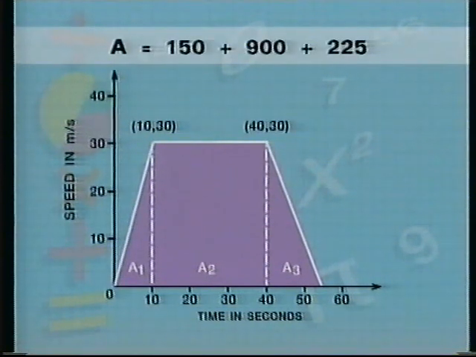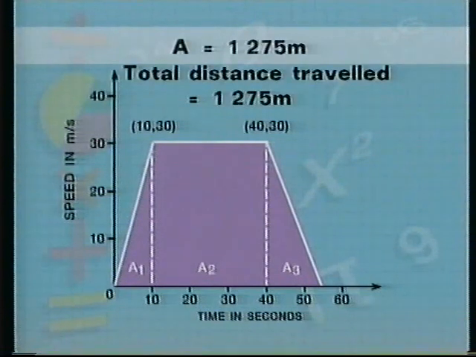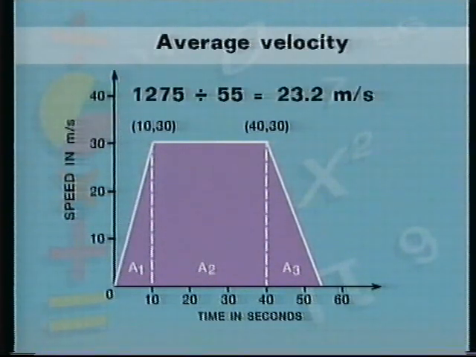We have the distances as 150 metres, 900 metres, and 225 metres. So the total distance travelled is then 1,275 metres. To find the average velocity, or average speed, divide the total distance travelled by the total time taken. So that is 1,275 metres over 55 seconds, which equals 23.2 metres per second.